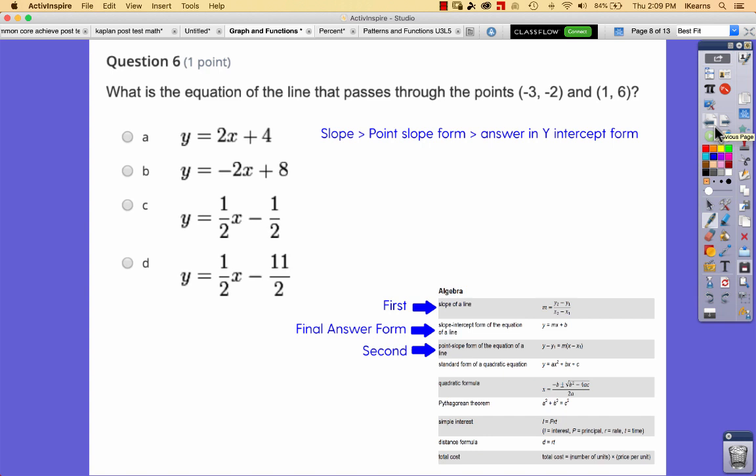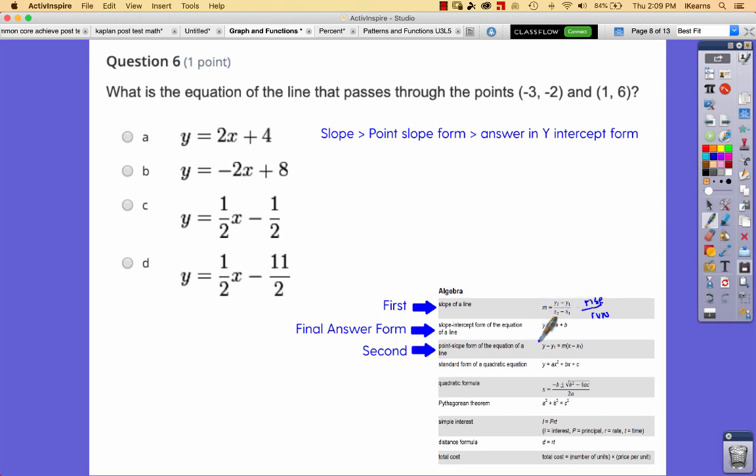What is the equation of the line that passes through the points (-3, -2) and (1, 6)? All right, so this is about as advanced as it gets. We're going to use all three forms of these slope formulas down here. So the first one we're going to use is the slope of the line. This is effectively your rise over your run, right? So we're going to use that, the change in y divided by the change in x, to find m.